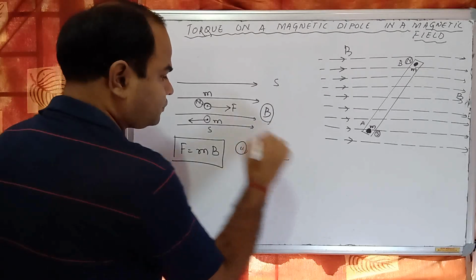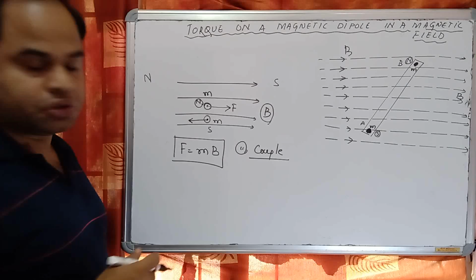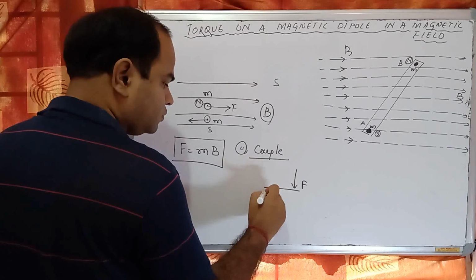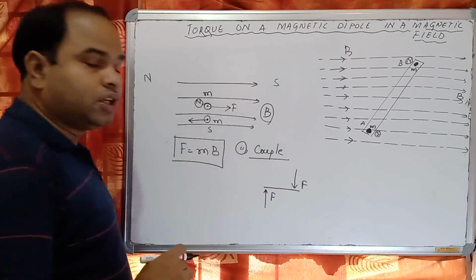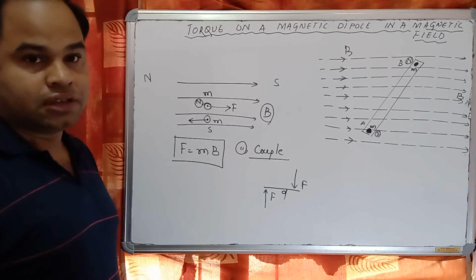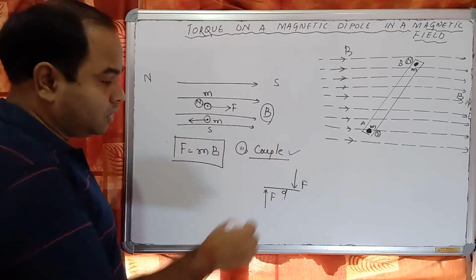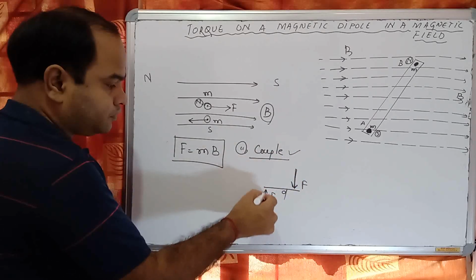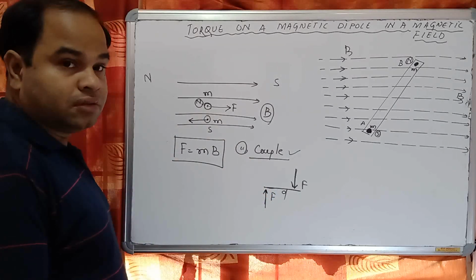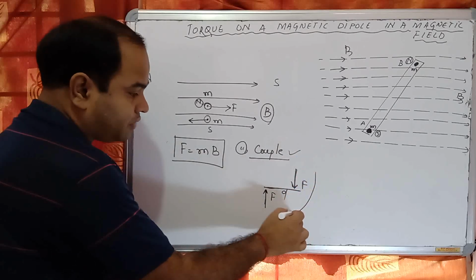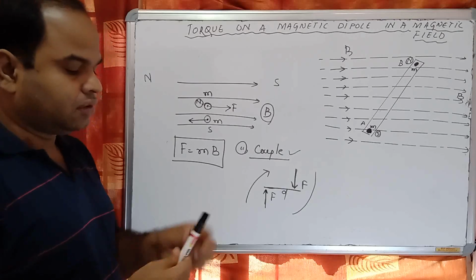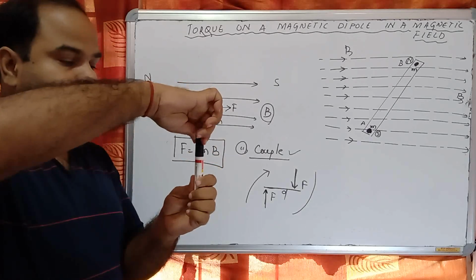Couple. So what is a couple? You have studied in first year: two equal and opposite forces separated by a distance is called a couple. Two equal and opposite forces separated by a distance is called a couple. This couple produces a turning effect. Example, let us say this cap of this pen.